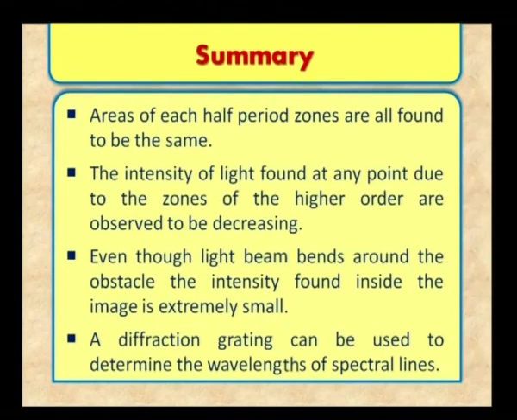Now, the summary of the lecture will be as follows. The areas of each half period zone will be the same. The intensity of light found at any point due to the zones of a higher order is observed to be decreasing, even though the light beam bends around the obstacle. This is the important point. The intensity which is found inside the image is extremely small. A diffraction grating can be used to determine the wavelengths of spectral lines.